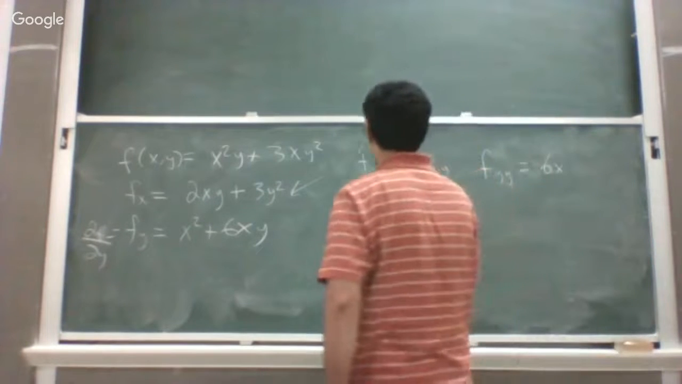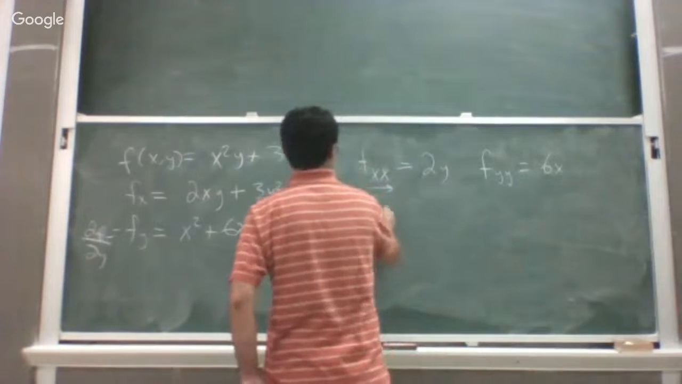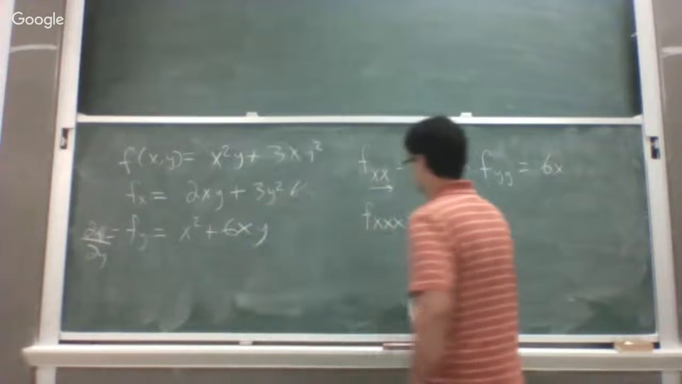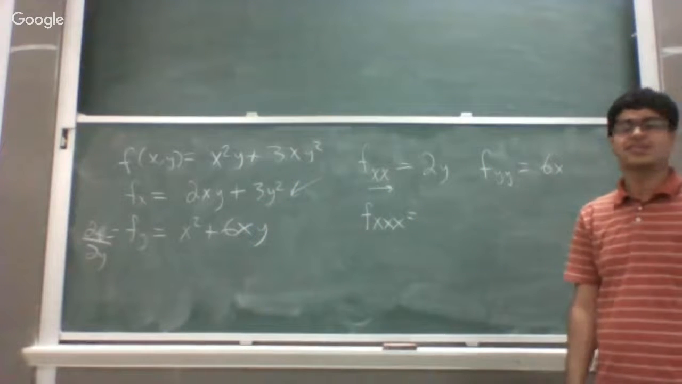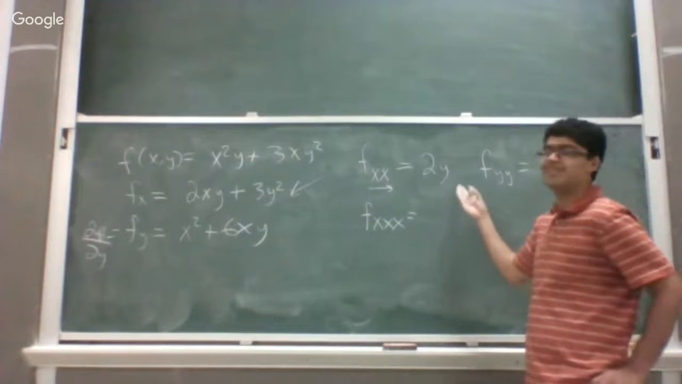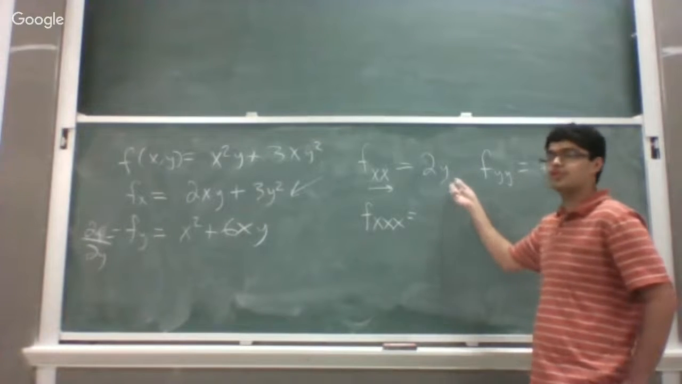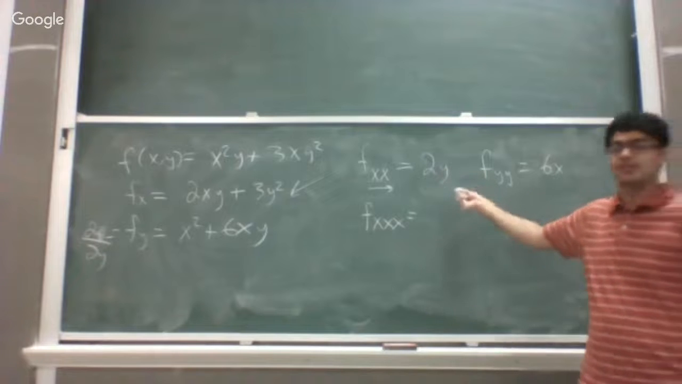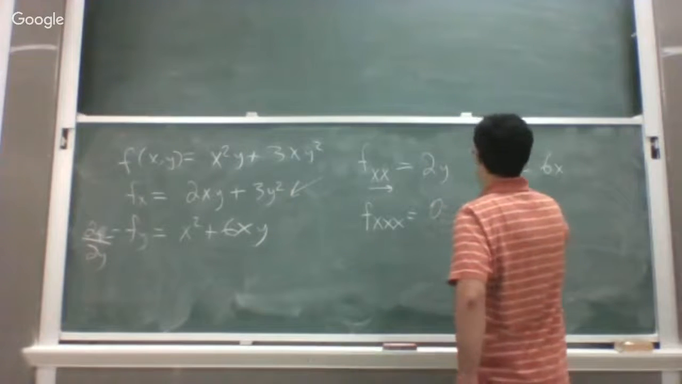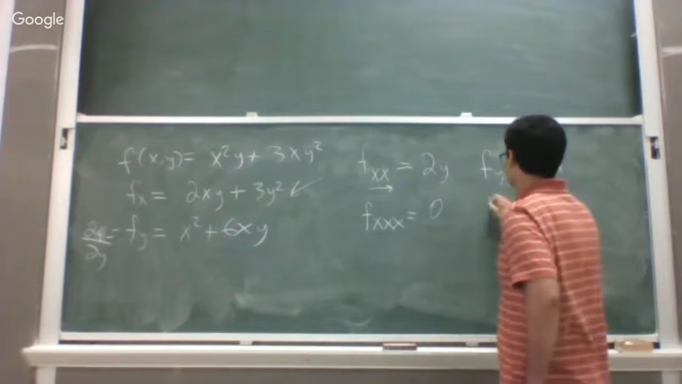Let's quickly look at f of x of x of x. We already found f sub x x. So what is the derivative of this with respect to x? It's 0. There you go.